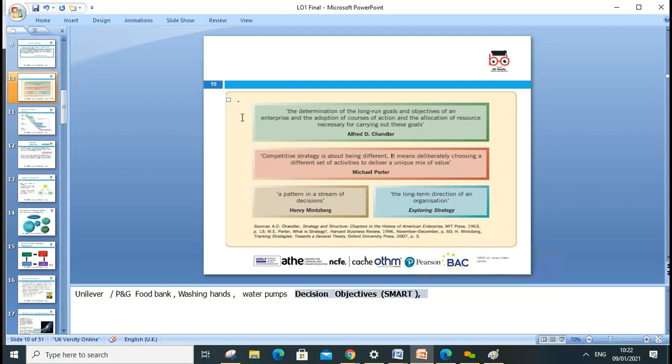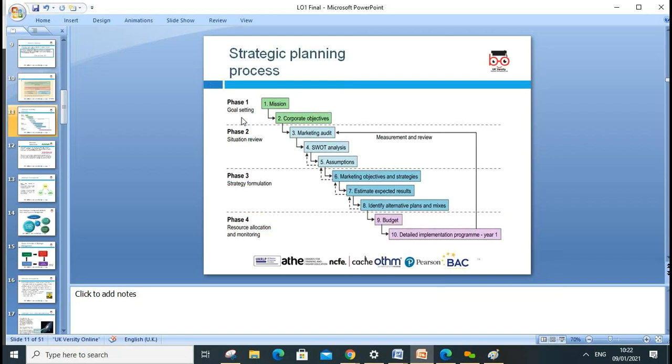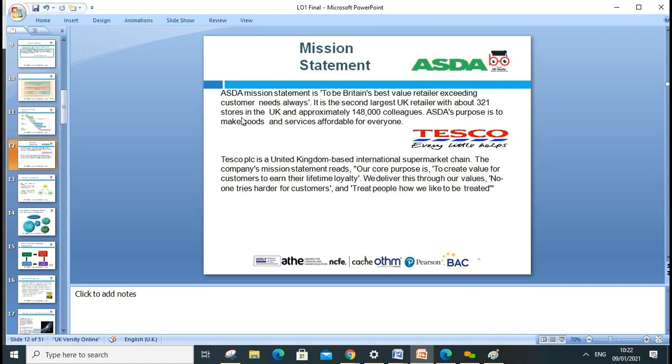Yes, decisions and objectives, we always need to be SMART. Okay, when we look at strategic planning, it starts from the mission. Then we have corporate objectives. We do an audit of the environment, inside and out. We look at our strengths, weaknesses, opportunities. We look at assumptions. We set objectives. We estimate expected results. We put in a contingency plan as well. We allocate the budget and resources, and we detail implementation programs. Okay, think about this: the mission statements of two supermarkets.